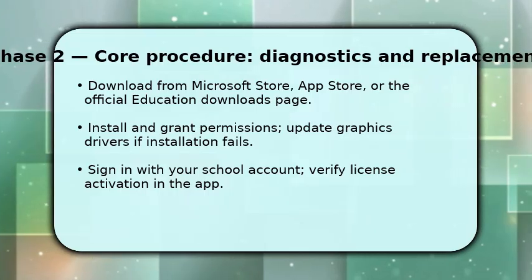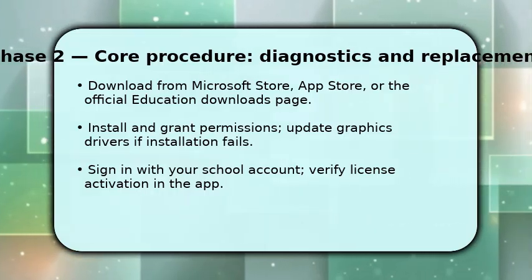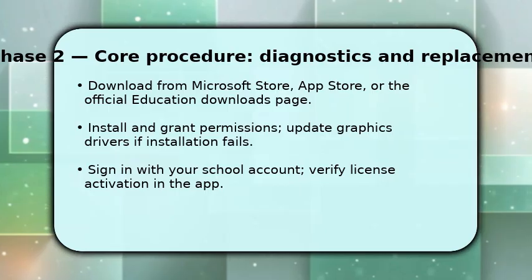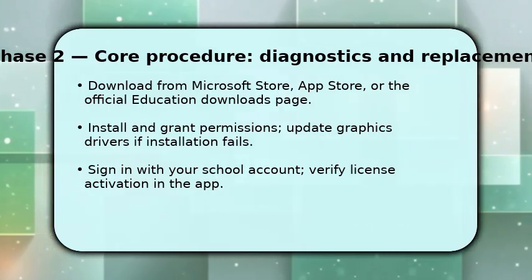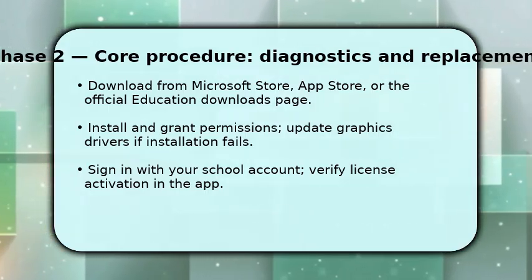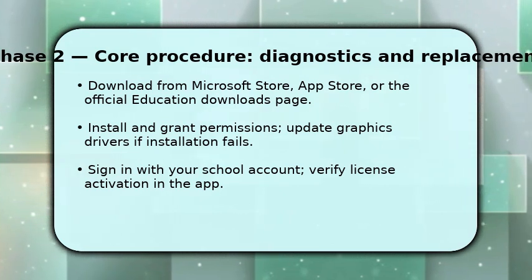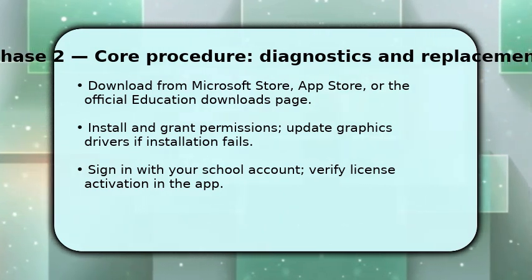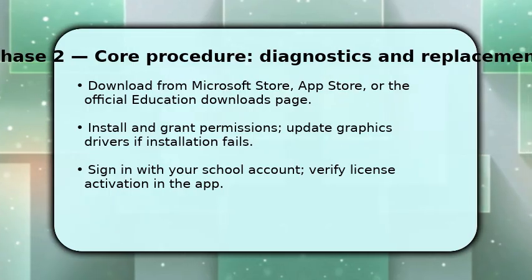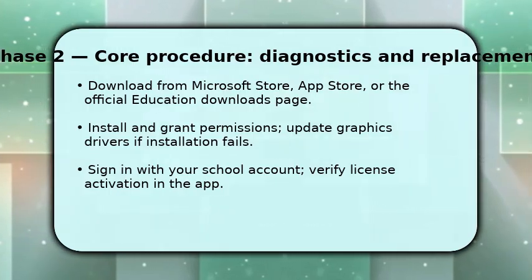After installation, launch the app and sign in with the same school account used for licensing. The app will verify your license. If it shows trial or guest, sign out and sign back in, or check license assignment in the admin portal before proceeding. Finish by setting up your classroom and verifying controls.